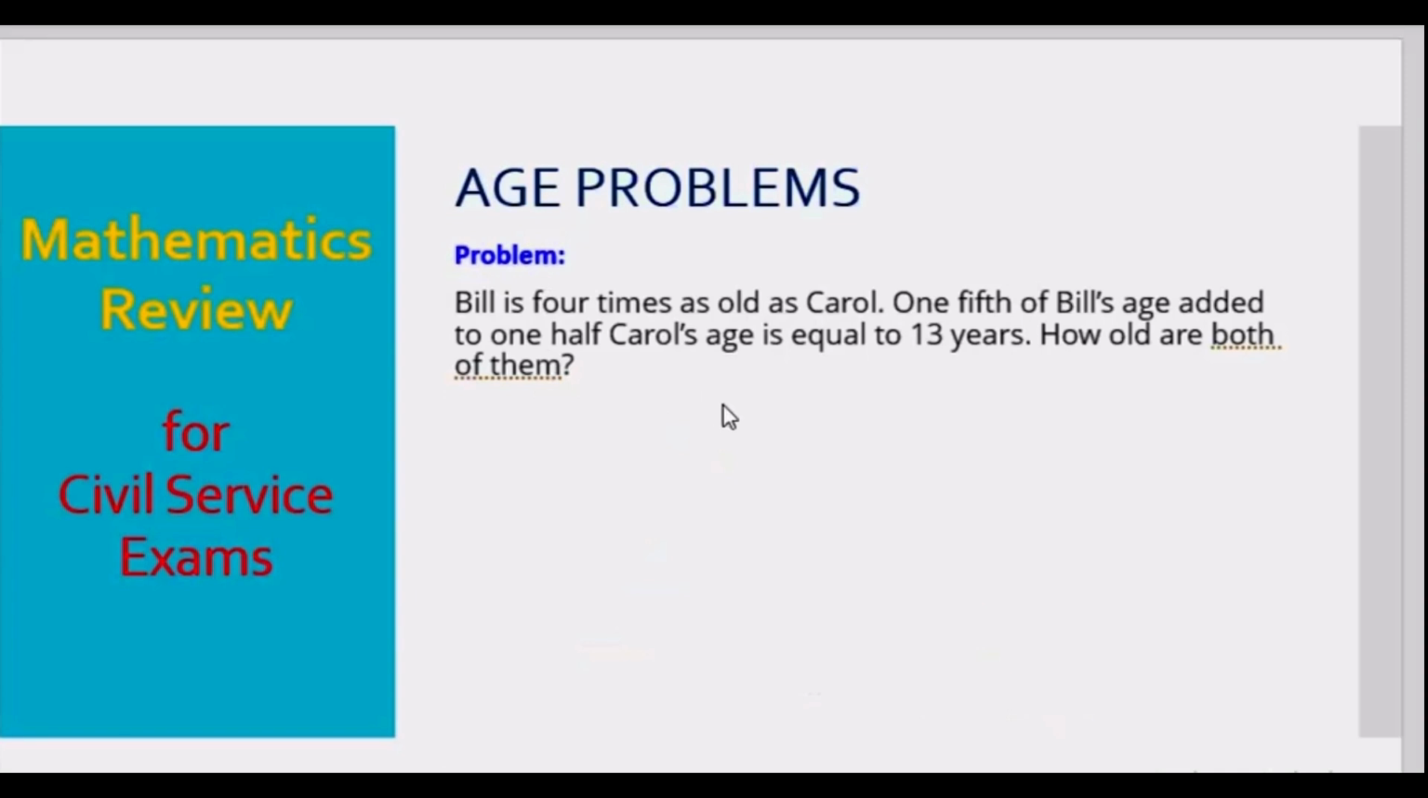Bill is 4 times as old as Carol. 1/5 of Bill's age added to 1/2 Carol's age is equals to 13. So the question is, how old are both of them?